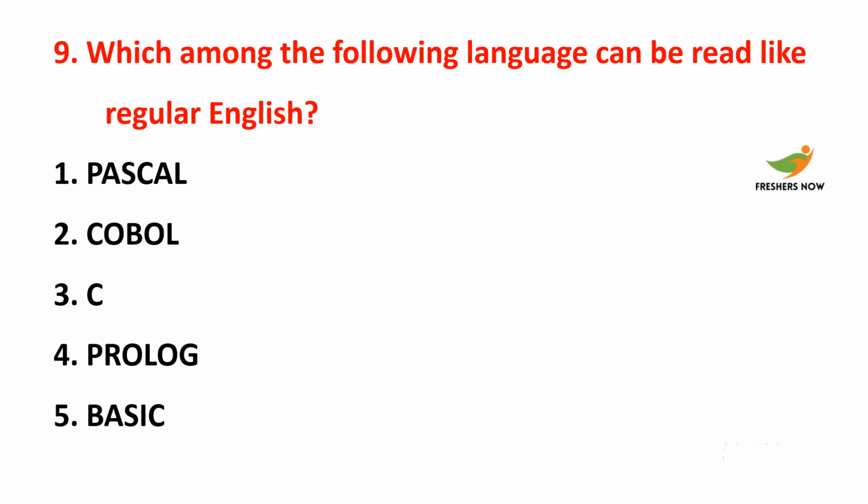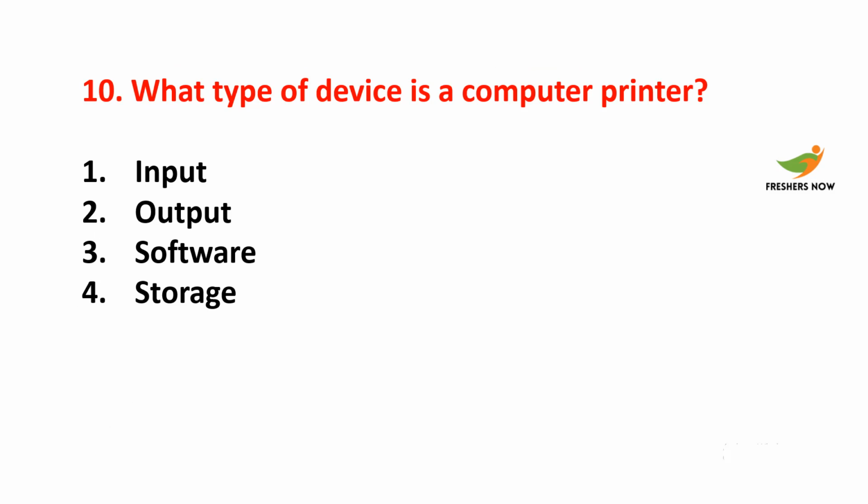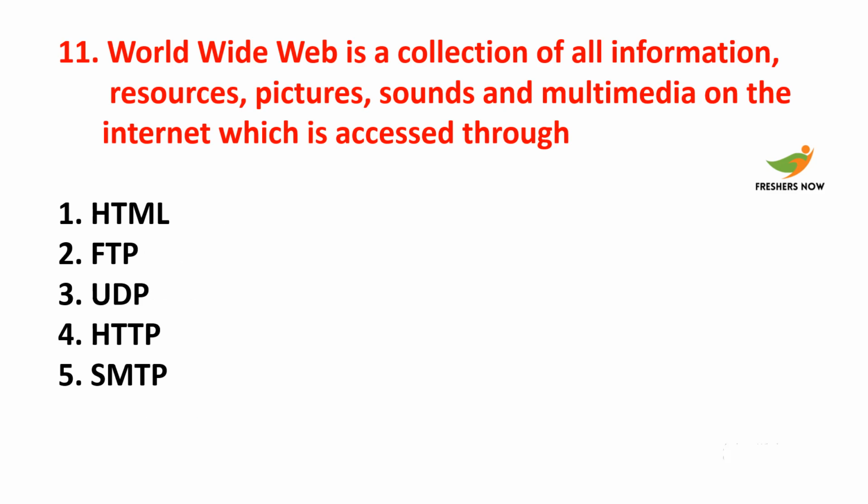Ninth question, which among the following language can be read like regular English? And the answer is option 2. 10th question, what type of device is a computer printer? And the answer is option 2, output. 11th question, World Wide Web is a collection of all information, resources, pictures, sounds and multimedia on the internet which is accessed through? And the answer is option 4, HTTP.